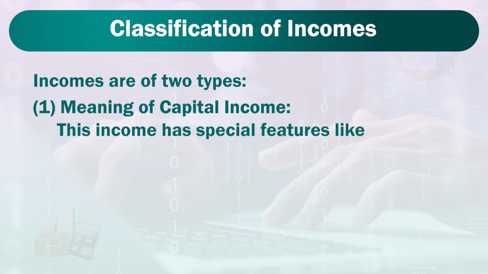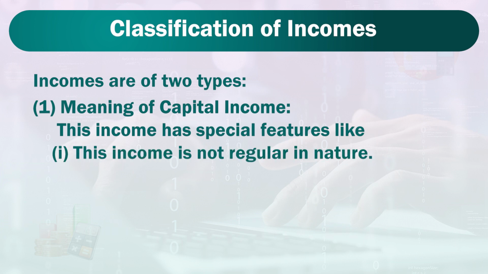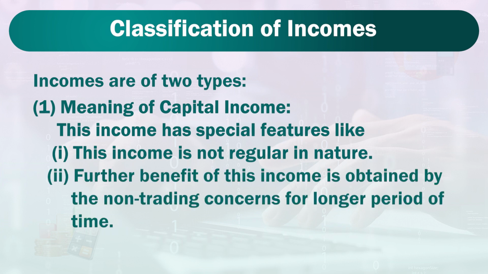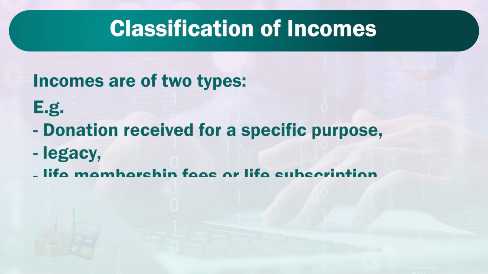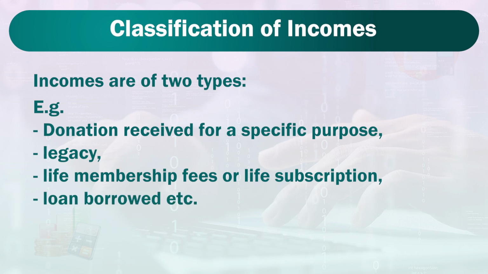This income has special features. 1. This income is not regular in nature. 2. Further benefit of this income is obtained by non-trading concerns for a longer period of time. Example: donation received for a specific purpose, legacy, life membership fees or life subscription, loan borrowed, etc. These incomes have almost zero reoccurrence and are not regular in nature. Their retention in the non-trading concern is not for 1 year, that is, not for a short term period.